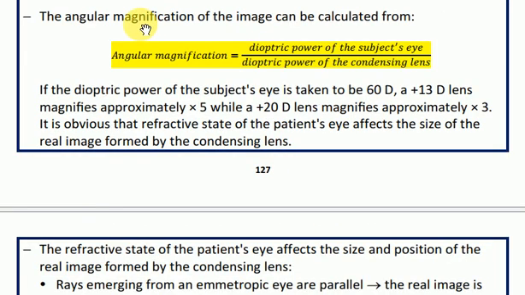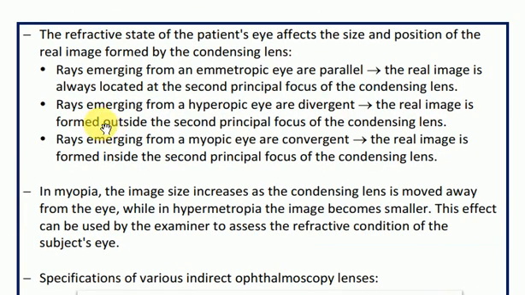Now the angular magnification of the image is equal to the dioptric power of the subject eye divided by the dioptric power of the condensing lens. So if the dioptric power of the subject eye is taken to be 60 diopter, and the dioptric power of the condensing lens is 13 diopter, 60 divided by 13 will be equal to 5 times angular magnification. In case of a 20 diopter lens, it is almost 3 times. So it is obvious that the refractive state of the patient's eye affects the size of the real image formed by the condensing lens. The refractive status of the patient's eye also affects the size and position of the real image formed by the condensing lens.